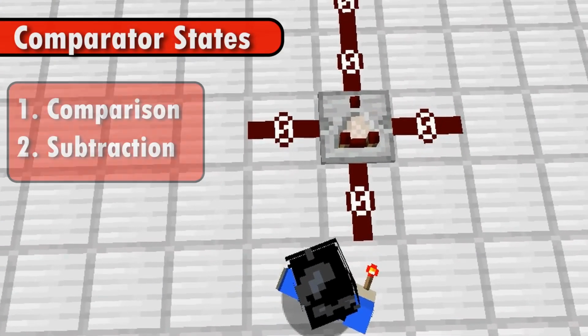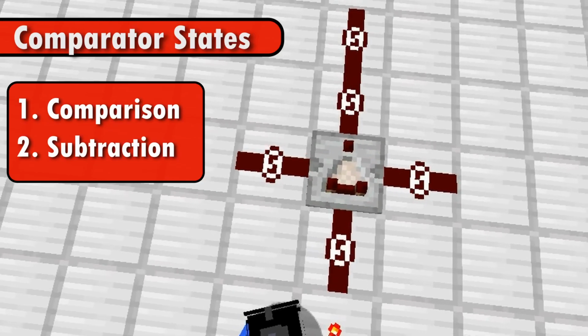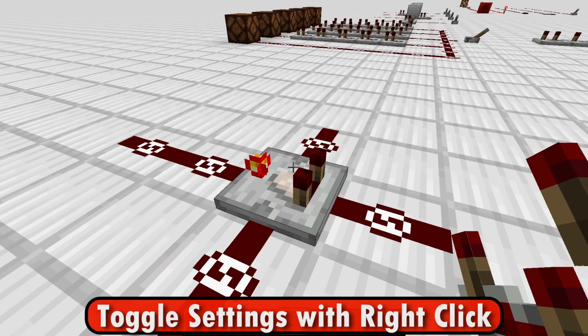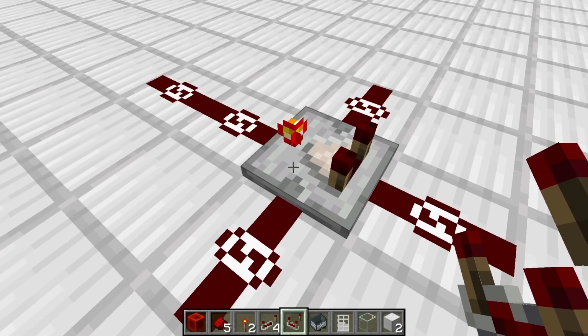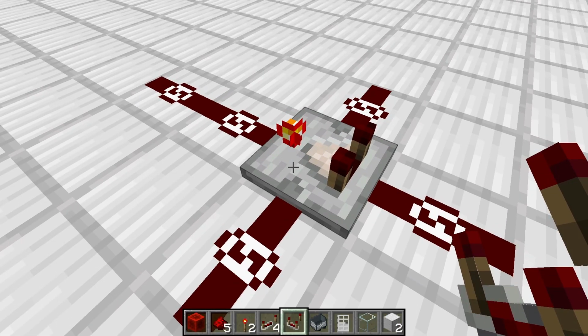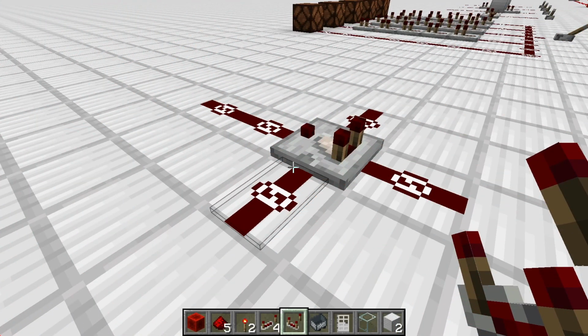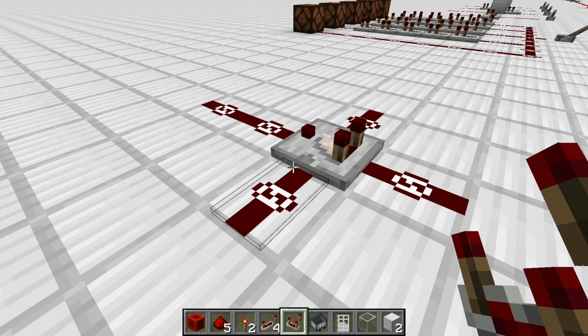Now, comparators have two states, comparison and subtraction. You can toggle these states by right-clicking on the comparator. When the torch on the front of the comparator is lit up, it's in subtraction mode. And click it again, back into comparison mode. But let's talk about comparison mode first.